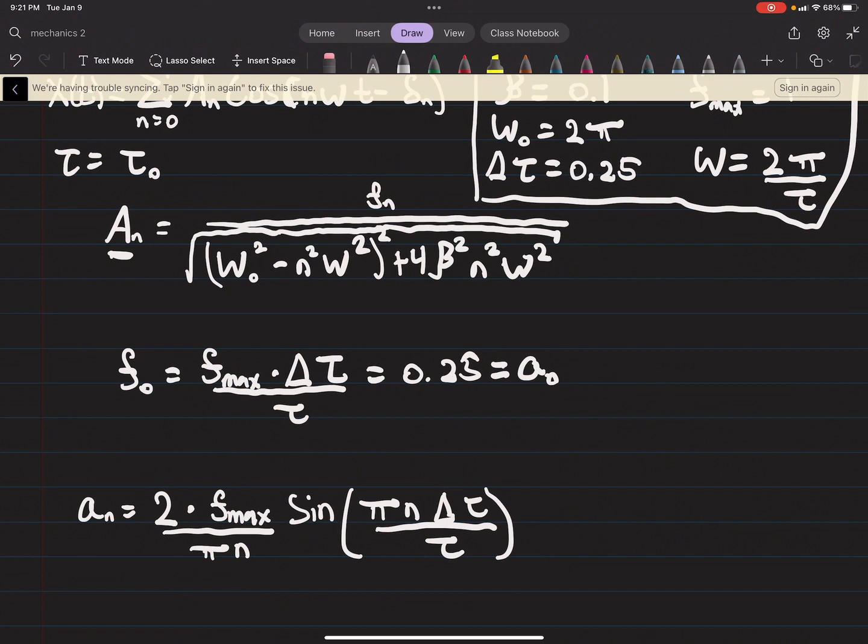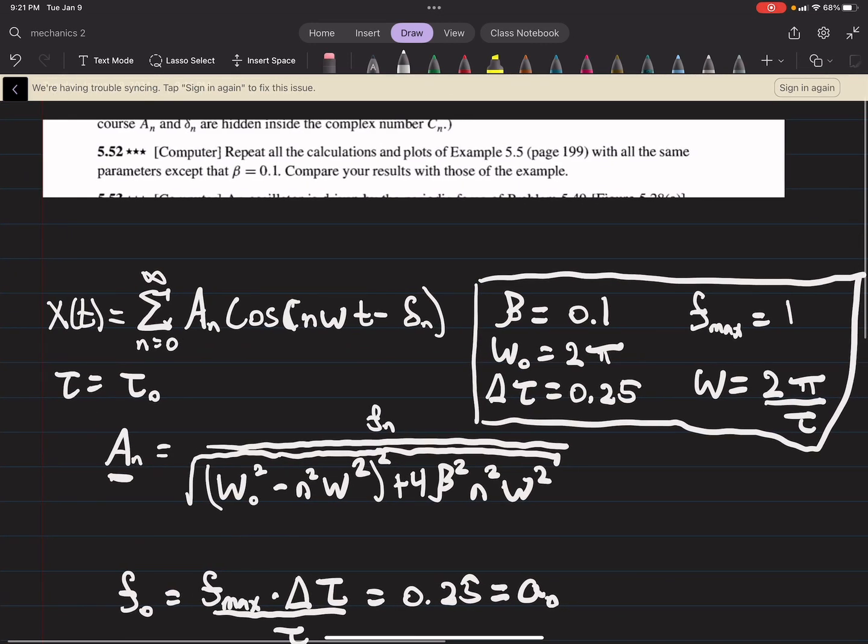And we have all these values. We know f max, tau, delta tau, and all that is fine. So, okay, we can find f sub n for any term we want. So that's great. We can find a sub n then, capital A sub n.